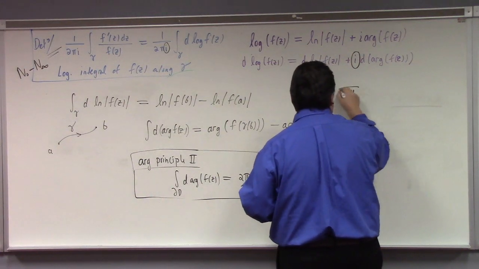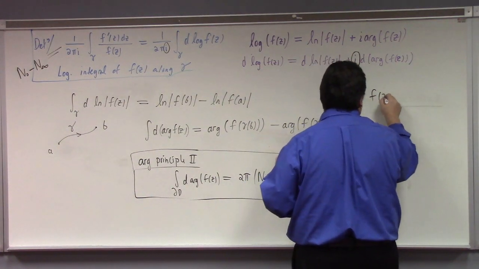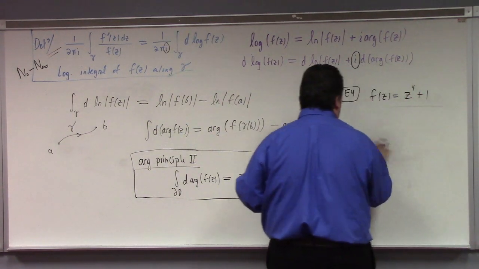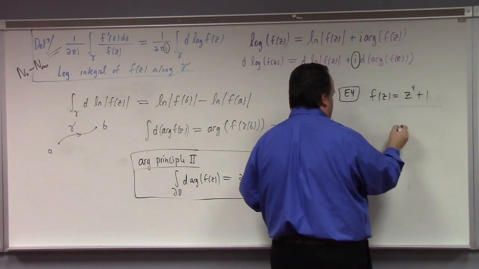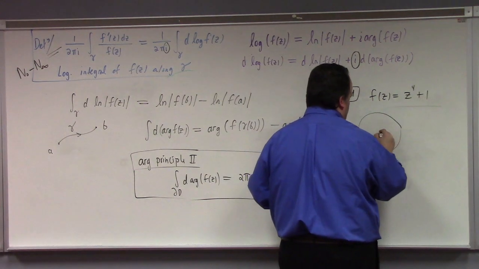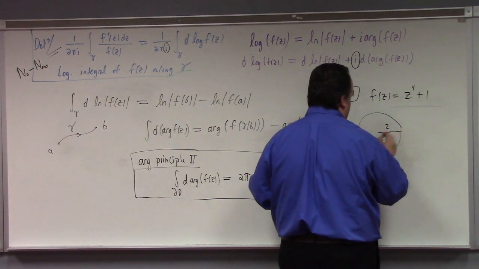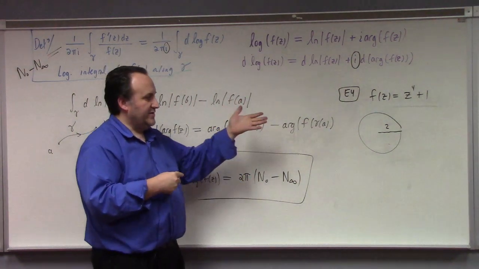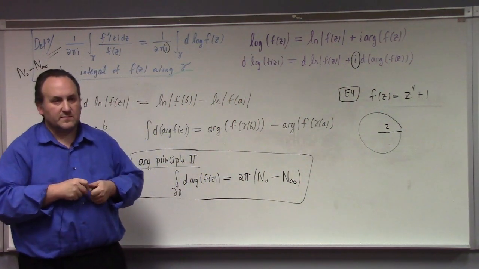Example 4. How about f of z equals z to the 4th plus 1, and let's look at the circle of radius 2. How many zeros are inside the circle of radius 2?